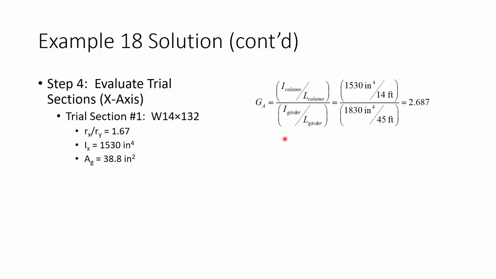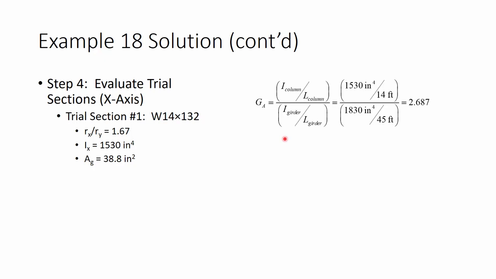If the units seem a little weird, you're taking inches to the fourth over feet. How can you do that? It's because the top and the bottom of the fraction are the same. You have inches to the fourth over feet divided by inches to the fourth over feet. So as long as your lengths are consistent and your moments of inertia are consistent, you can leave those units in that fashion, and it will be fine.